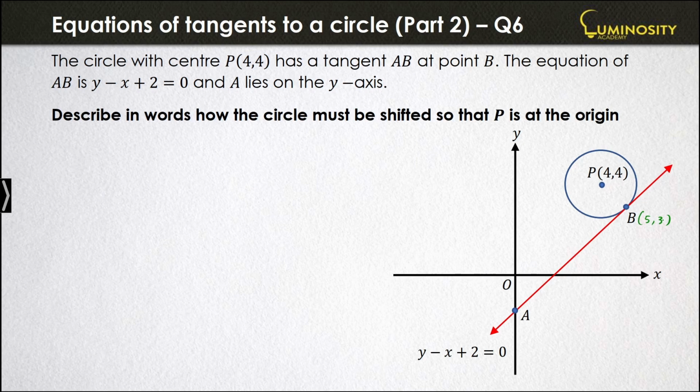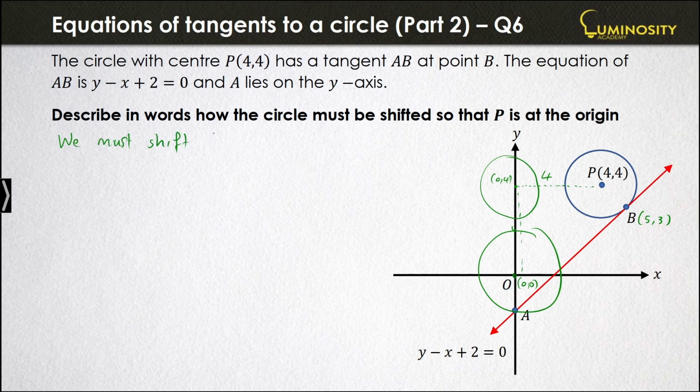Describe in words how the circle must be shifted so that P is at the origin. Here is P(4, 4). In words, you would need to shift your entire circle to the left by 4 units. Then you'll end up here at (0, 4). And then you need to shift your circle down 4 units again, and you would have your origin here at (0, 0).